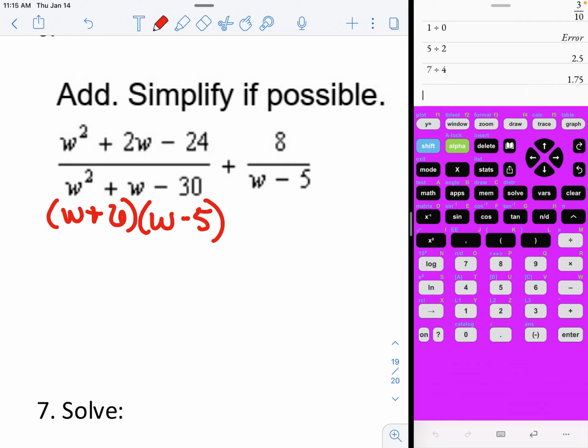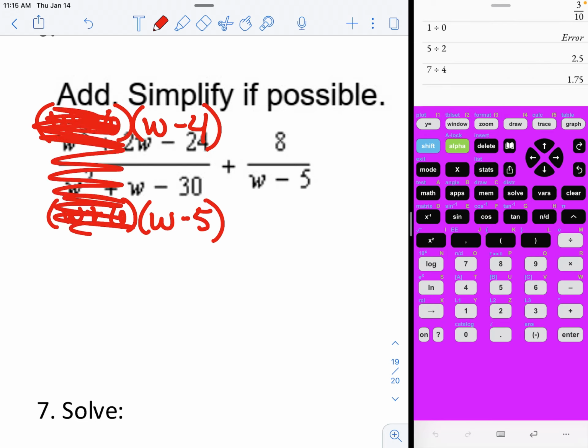And let's just see what this one was. Did you get W plus 6? Oh, that will be helpful. And W minus 4. That actually is really helpful because those cancel. P.S. That is not always going to happen. Again, one more time, that is not always going to happen. If it doesn't happen, leave.